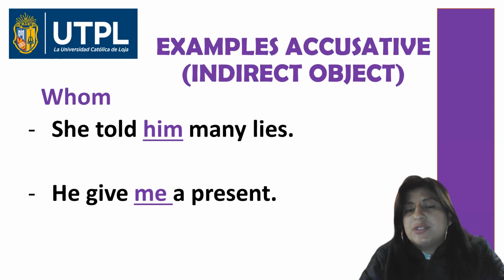I have two examples with an indirect object. In this case, I have to answer the question, who? She told him many lies. I answered the question, whom? To whom did she tell many lies? Him. He gave me a present. Also, in these sentences, I answered the question, whom?